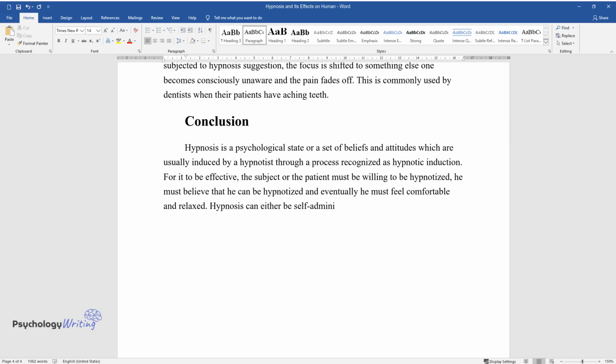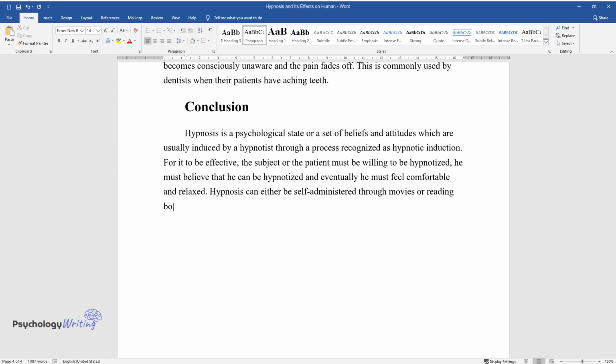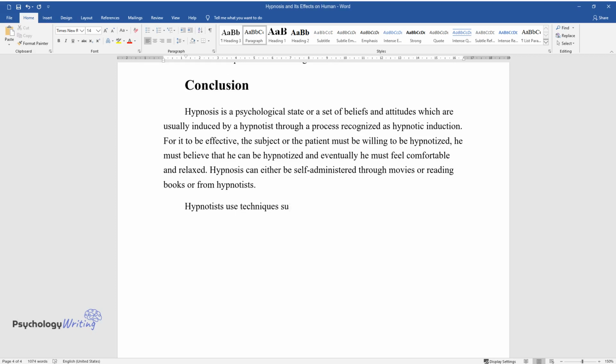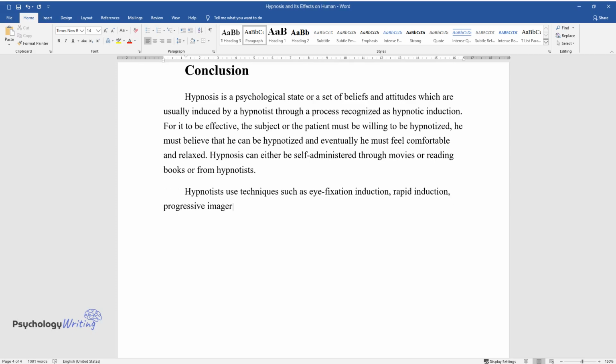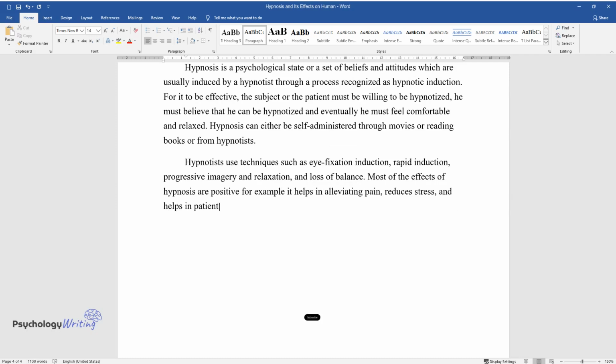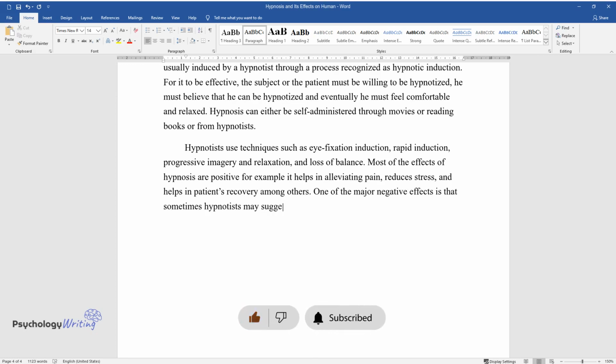Hypnosis can either be self-administered through movies or reading books, or from hypnotists. Hypnotists use techniques such as eye fixation induction, rapid induction, progressive imagery and relaxation, and loss of balance. Most of the effects of hypnosis are positive. For example, it helps in alleviating pain, reduces stress, and helps in patients' recovery, among others. One of the major negative effects is that sometimes hypnotists may suggest patients to carry out some dangerous acts.